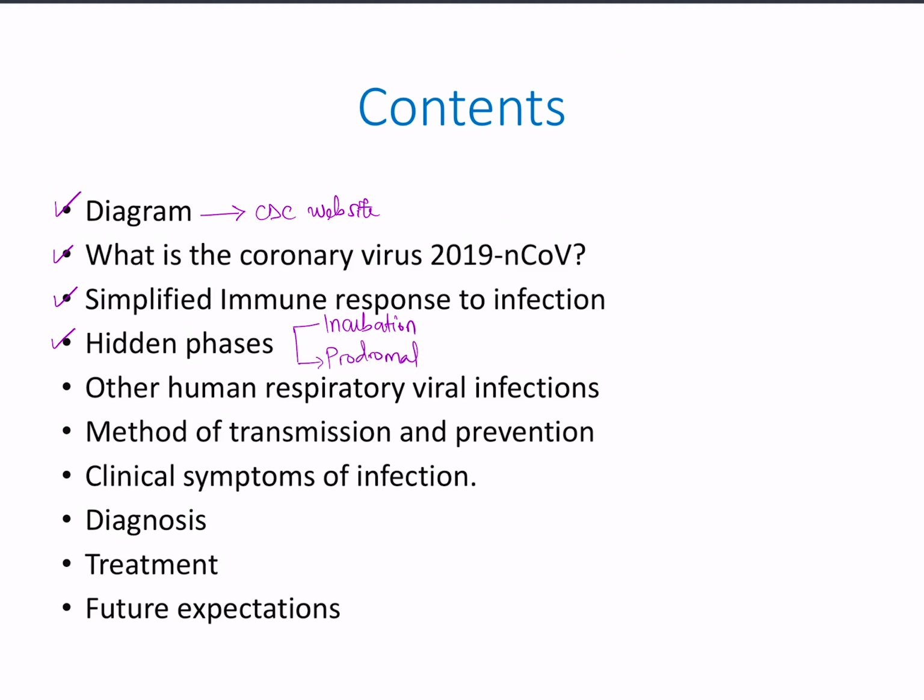These two phases are very tricky because this is when the viral infection is easily spread without us knowing. We also look at other human respiratory viral infections, mode of transmission, mode of prevention, clinical symptoms of an infection, diagnosis, treatment, and future expectation of this viral infection.